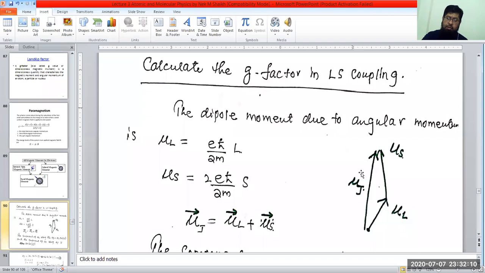अब यहां पे आपको पता है, अभी हम करके आए हैं कि mu L बराबर है eh cut over 2m into L. This eh cut over 2m is called Bohr magneton. और जो mu S होगा वो भी बराबर होगा eh cut over 2m into S. L की जगह आपका S हो गया, ऑर्बिटल एंगुलर मोमेंटम की जगह स्पिन आ गया.